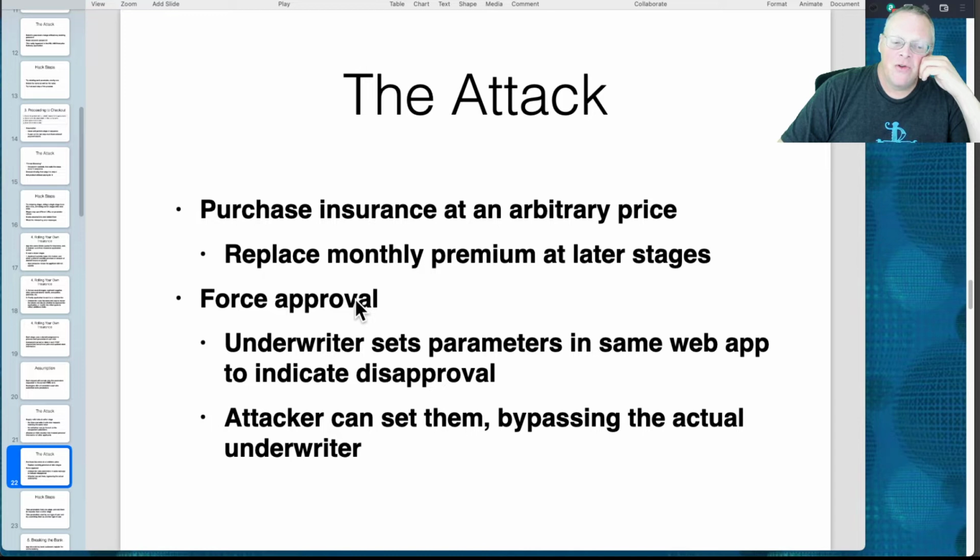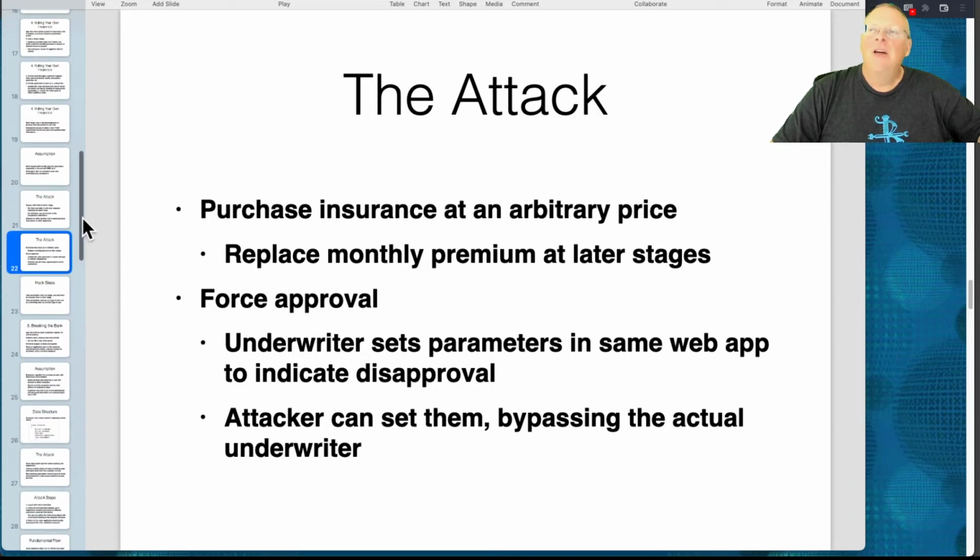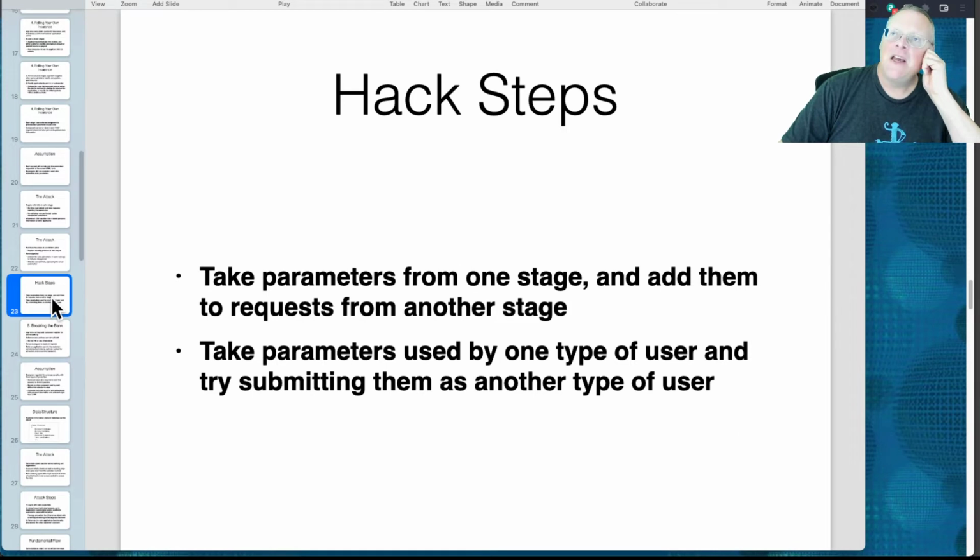You could also force approval. The underwriter could set a parameter saying approved equals no, but the attacker can set it later, bypassing the actual underwriter. This is more and more examples of the same problem of an app assuming that the data is staying the way the developer made it and is not being changed by a malicious attacker, and believing data that came from the user's browser instead of only believing data that's on the server copy. So, take parameters from one stage, change them at another stage, see what happens.